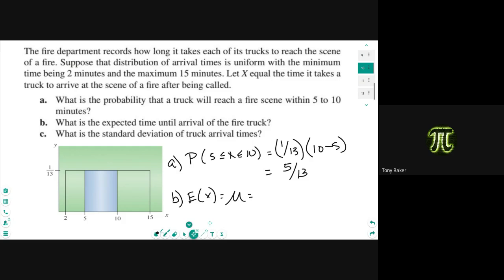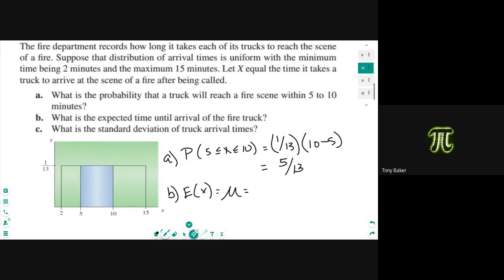What's the expected response time? Or what's the mean? What's the formula for mean? So in this case, it's going to be 15 plus 2, not 15 plus 5, sorry. Divided by 2 is 8.5.